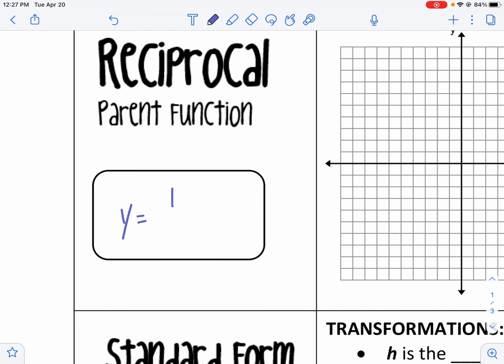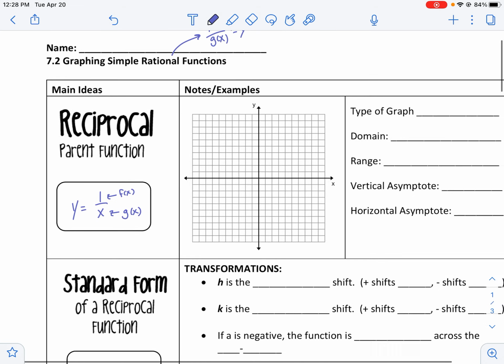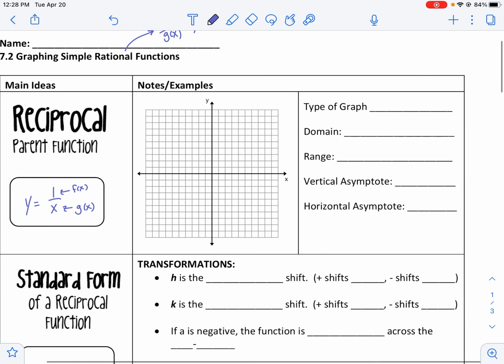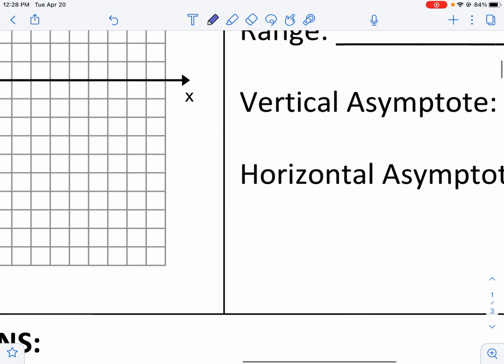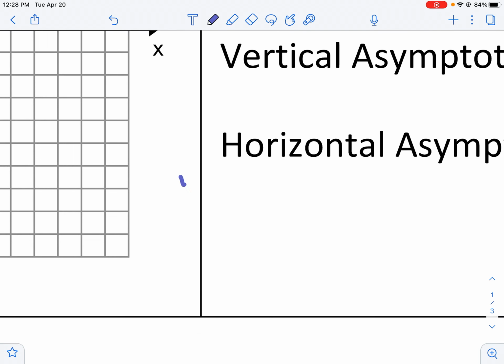It looks like this. Y is equal to 1 over x, where 1 is f of x here, and then x would be g of x. All right. The type of graph that this is, is just a reciprocal graph. Okay. And then before we talk about any of the rest of those lines, let's just fill in a table of values for this graph. So the function is y equals 1 over x.